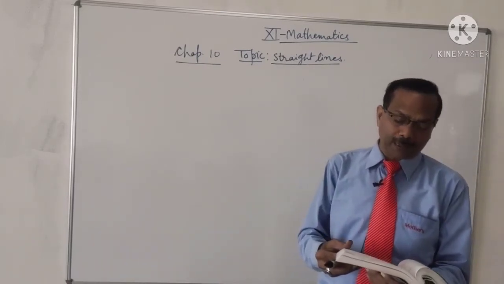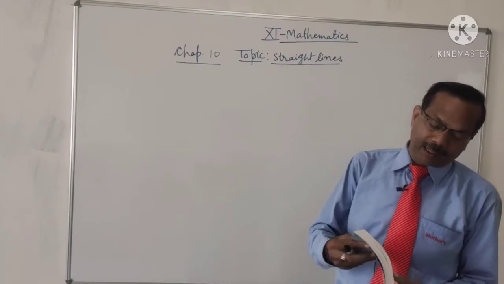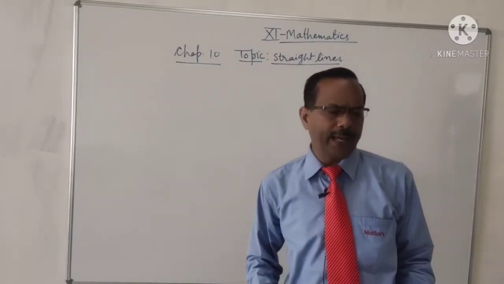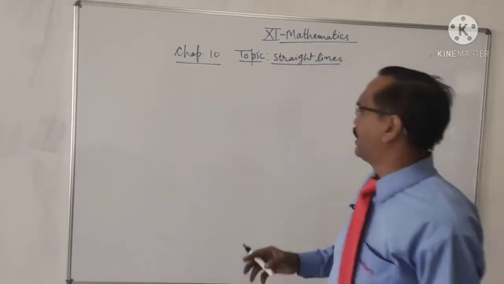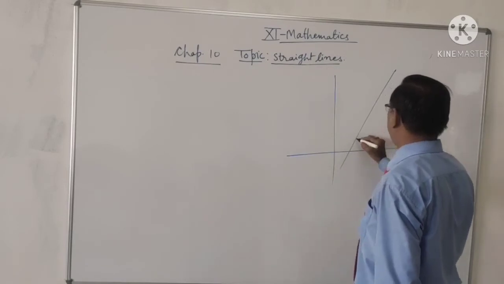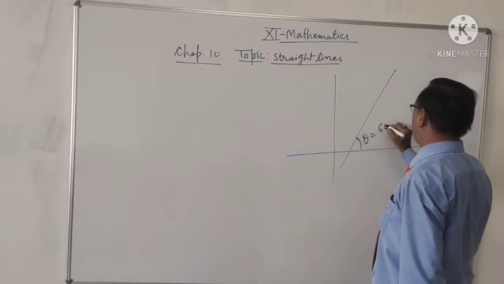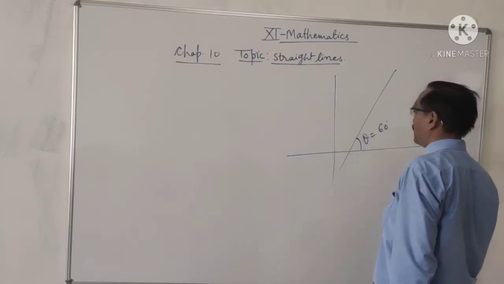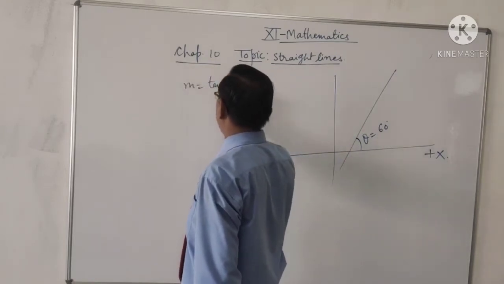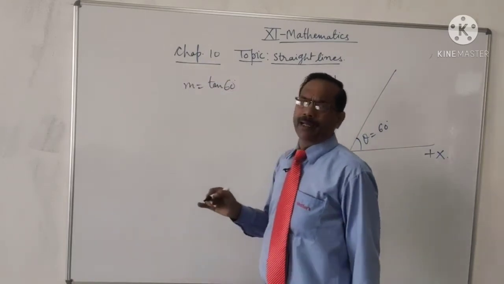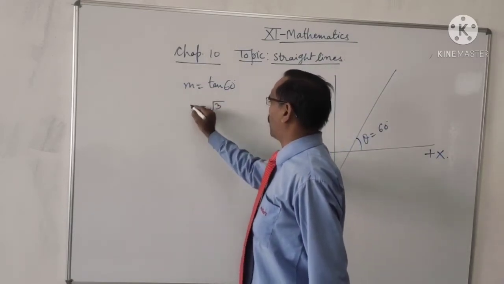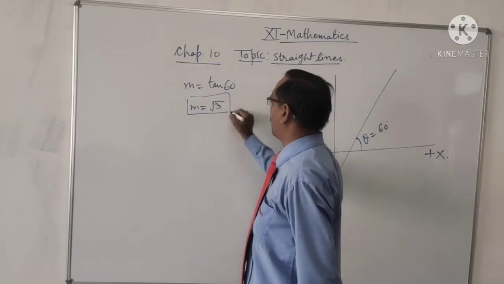Students, now see the question based on it. Find the slope of the line making a 60-degree angle with the positive direction of x-axis. So here we can say there is a line making angle theta, 60 degrees, with positive x-axis. So m equal to tan 60 degrees, and tan 60 is root 3. So the slope of the line is root 3.